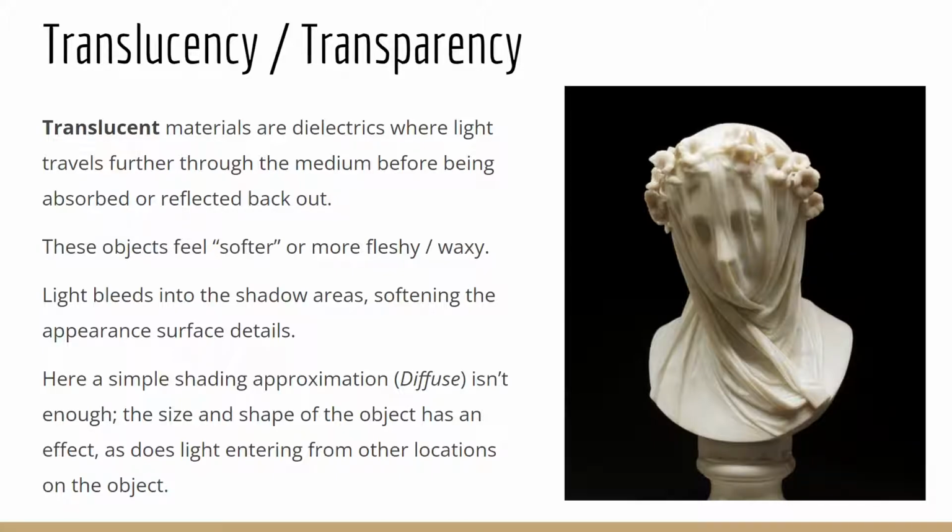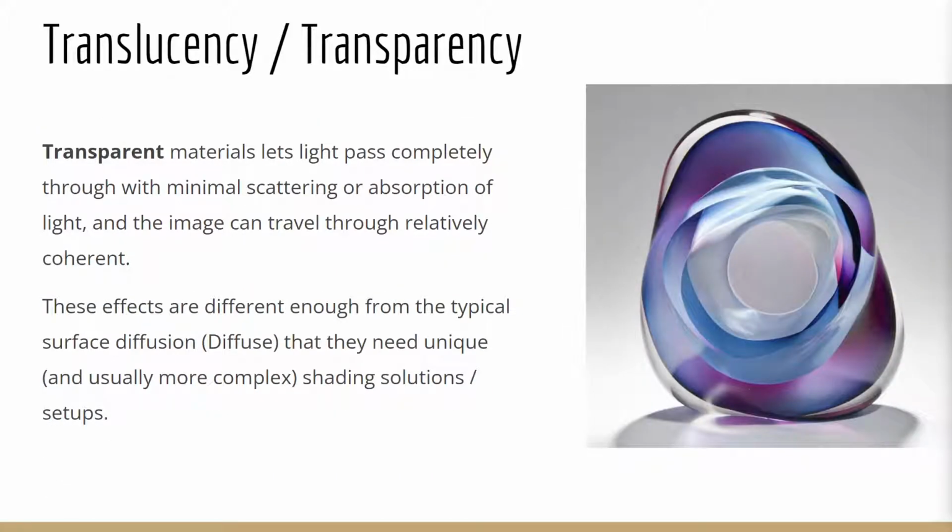The next category after translucency in terms of light depth scattering is transparent. Transparent materials let light pass completely through with minimal scattering or absorption of light, and the image tends to travel through relatively coherently, which means the light doesn't spread or become blurry or fuzzy. It comes through clear and all together, right? This is usually glass and liquids like water. This is what we consider transparent materials.